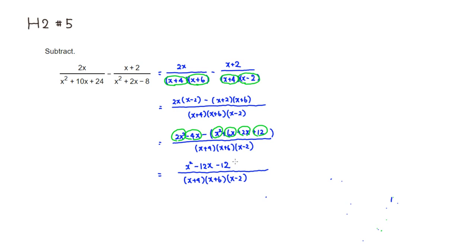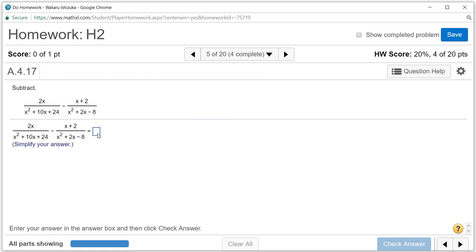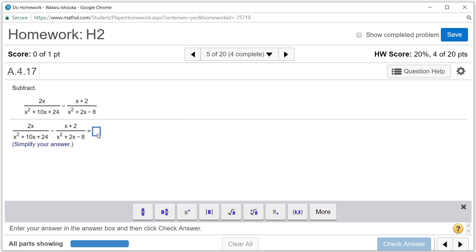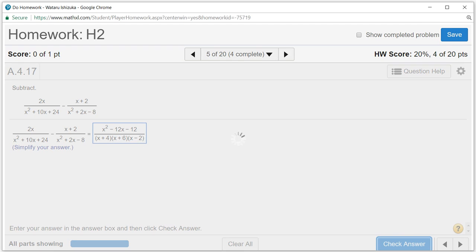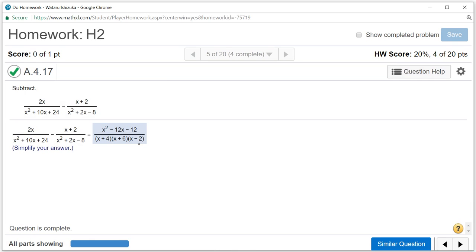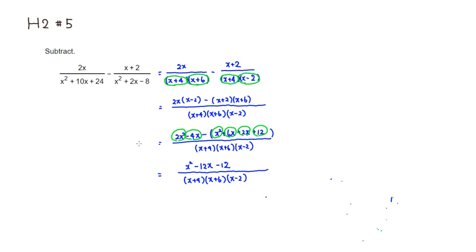Let's type this in. What we got was a fraction: x squared minus 12x minus 12, all over x plus 4 times x plus 6 times x minus 2. Let's check the answer. All right, got that. That's it. I hope that this was clear.